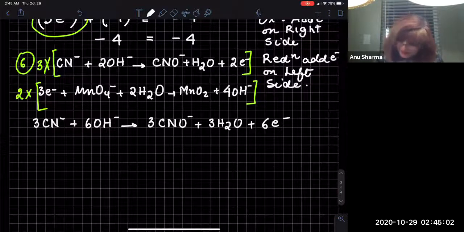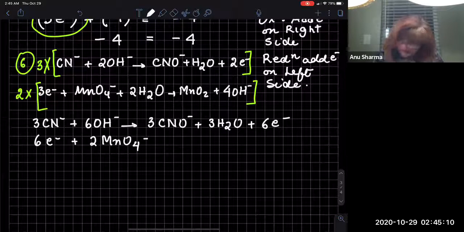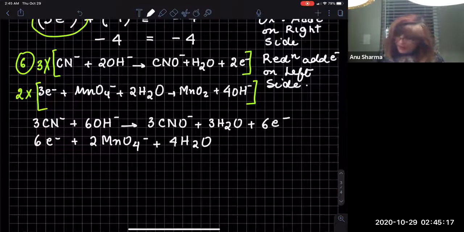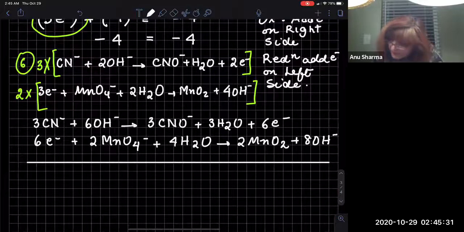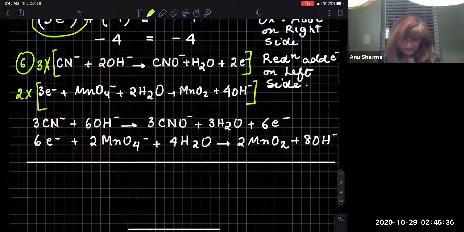The next one is 6 electrons plus 2 MnO4 negative plus 4 H2O, right? And that gives you 2 MnO2 plus 8 OH negative. Okay, and now we are going to add and cancel out.